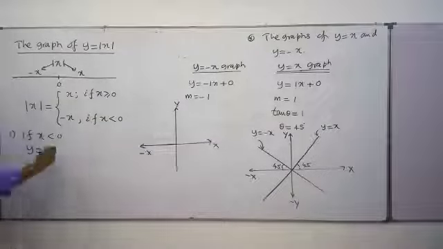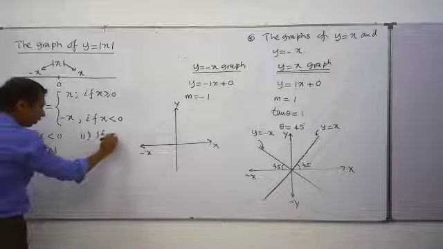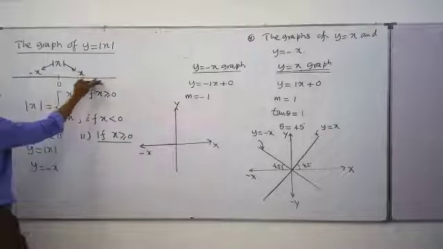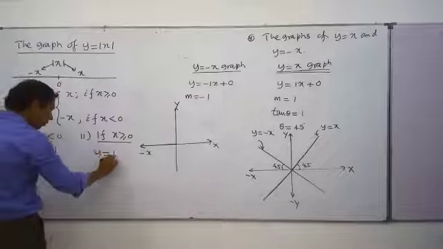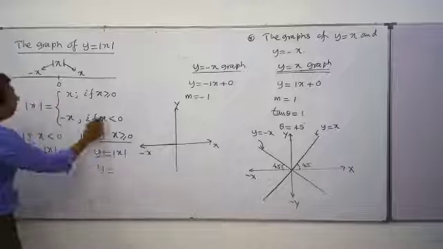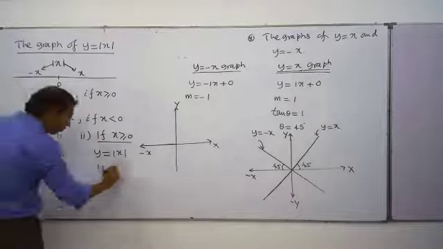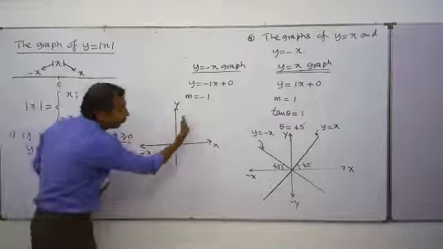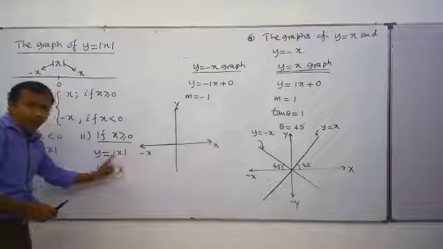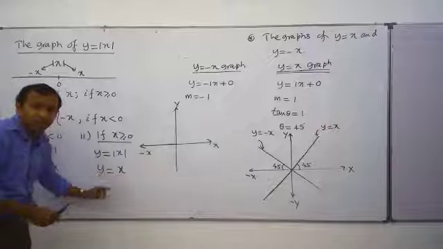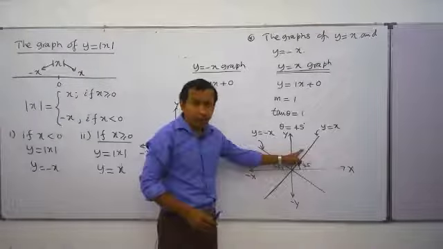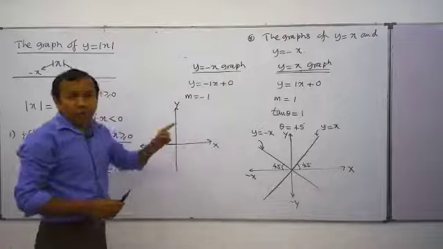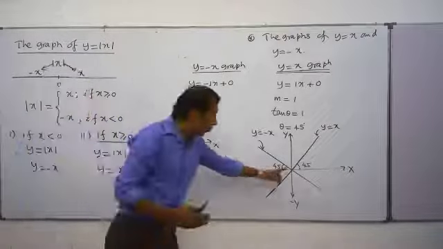Secondly, if x is greater than or equal to 0, on the right of 0, mod x is equal to x. That means on the right of the y-axis, to draw the y equals mod x graph, we have to draw the part of the graph of y equals x. Its part on the right hand side of the y-axis is this part.